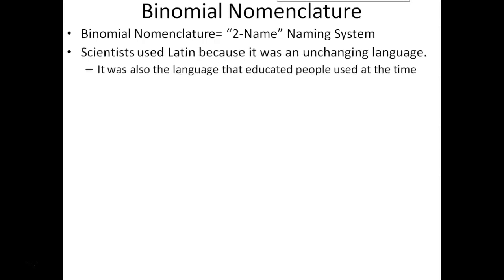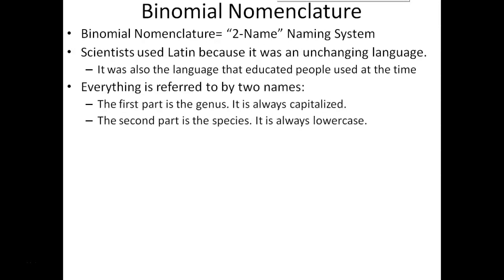With binomial nomenclature, they use Latin, as I mentioned in our very first classification video. One of the reasons is that it's a language that is not changing. It doesn't change from region to region, and there are no different dialects of it. It was also the language used by educated people in the time of Carl Linnaeus. Obviously we don't really speak Latin now, but it's the foundation that all of our languages stem from.